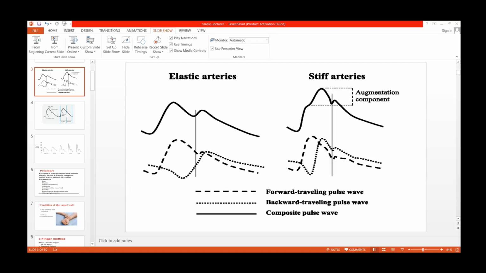So measurement of pulsus alternance, is it clear? Okay, fine. And forward and backward wave, is it clear? Forward and backward wave. Okay, fine. Any other question?